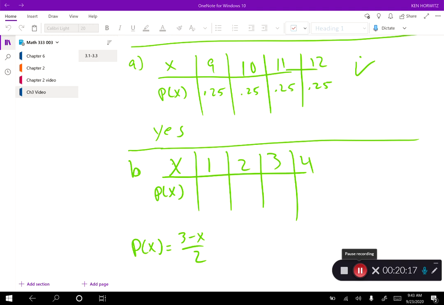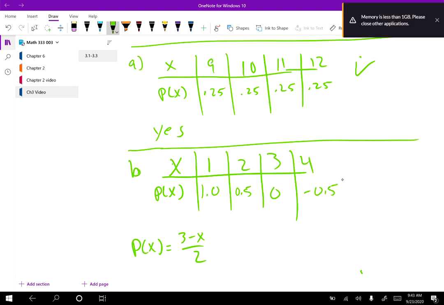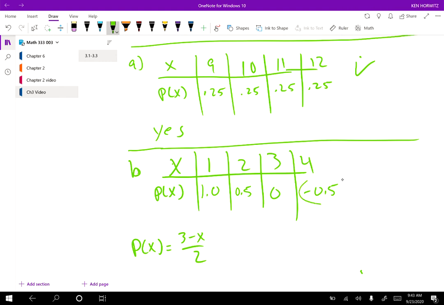All right, so hopefully you calculated. So this would be 1.0. This would be 0.5. This would be 0. And this would be negative 0.5. Now, this would add up to 1 for sure. However, my probability right here is negative, and that just can't happen. So I would say no for choice B.